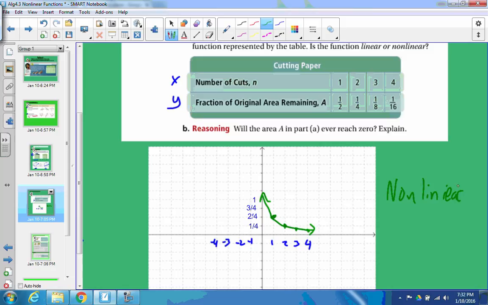Will the area ever reach 0? I don't think so, because it's going to get closer and closer, half and half, but you can't take half of something and get 0, because if you look at this, it's dividing it by 2 every time. So no, it will not.